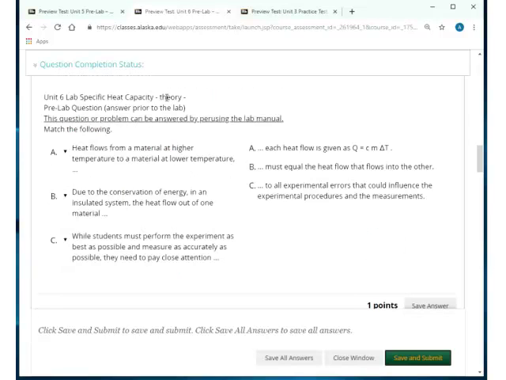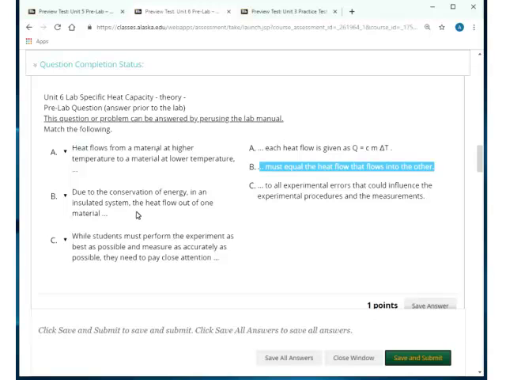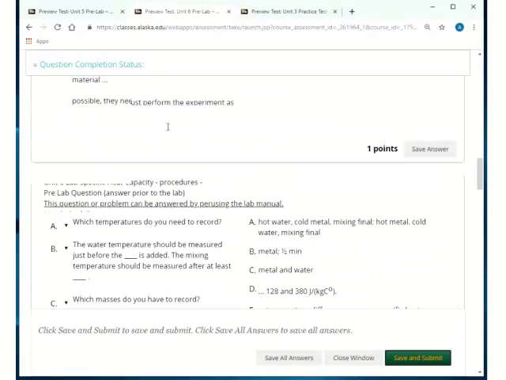Still, specific heat capacity, the theory part, you will see heat flows from a material at higher temperature to a material at lower temperature. Each heat flow is given as amount of heat equals specific heat capacity times mass times change in temperature. Due to conservation of energy in an insulated system, the heat flow out of one material must equal the heat flow into the other one, and then you can read the last statements yourself.